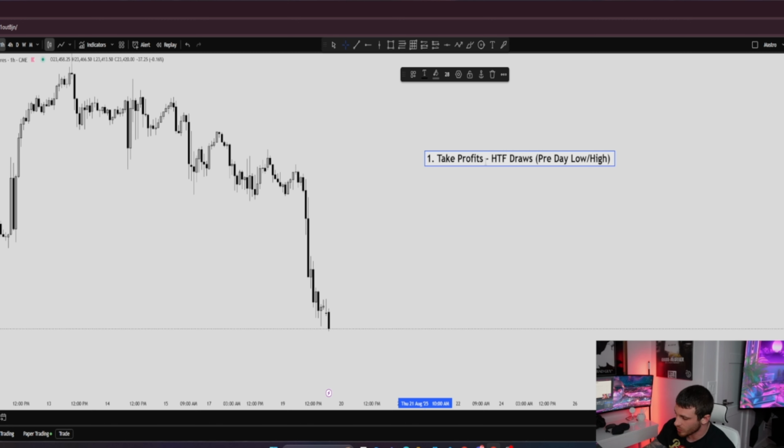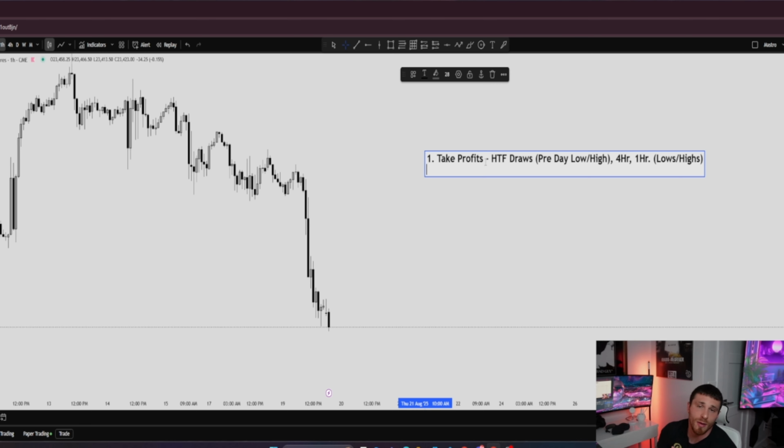High time frame draws. What else? Let's do 4-hour draws. We got 4-hour. There's the money sign. And let's do 1 hour. That's probably the most I would target, and that'll be lows / highs. Take profits: you can target high time frame draws and liquidity, like previous day highs and lows, 4-hour highs and lows, 1-hour highs and lows, whatever you're targeting.